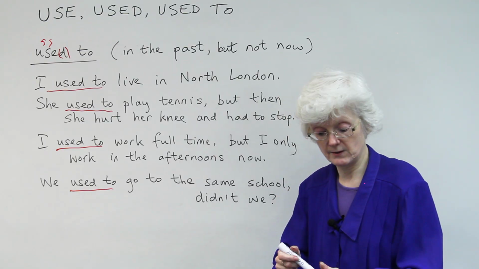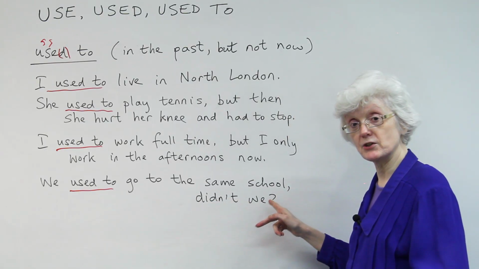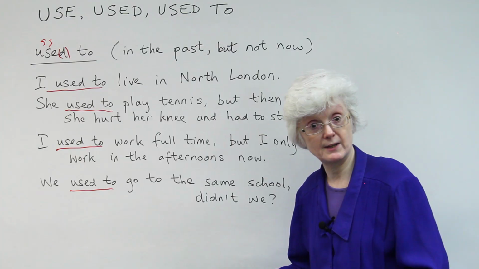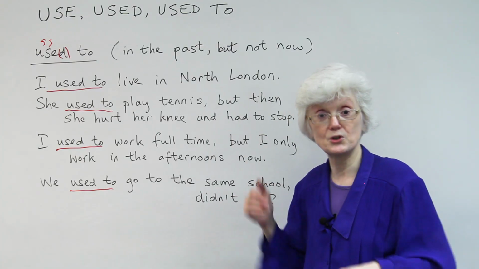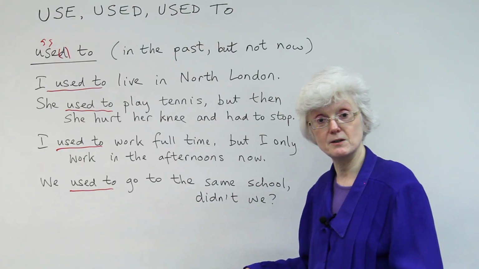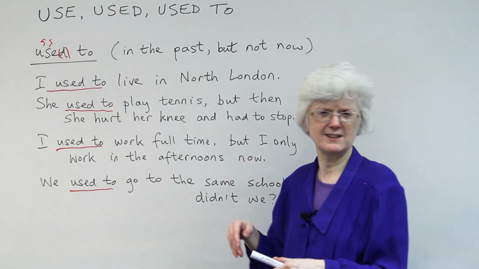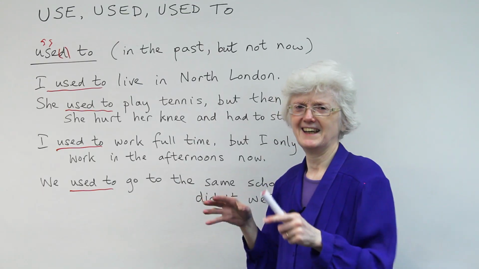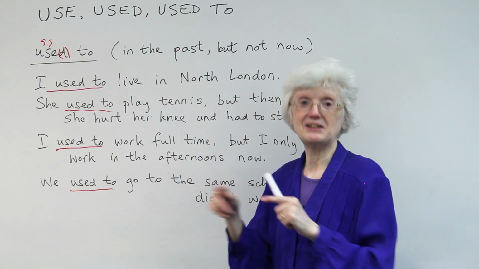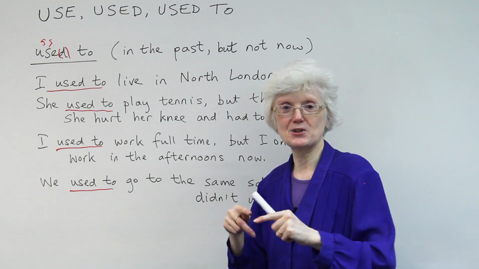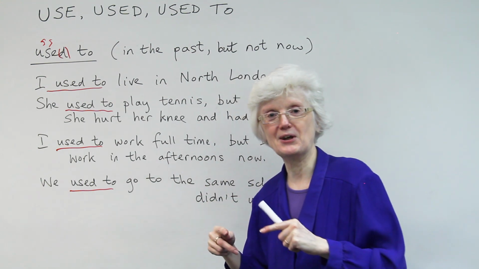We used to go to the same school, didn't we? We don't go there now because we're too old to go to school. We used to go to the same school, didn't we? And then the other person might pretend not to recognise you. It depends, you know, what your relationship was at school, whether you were friends or not.